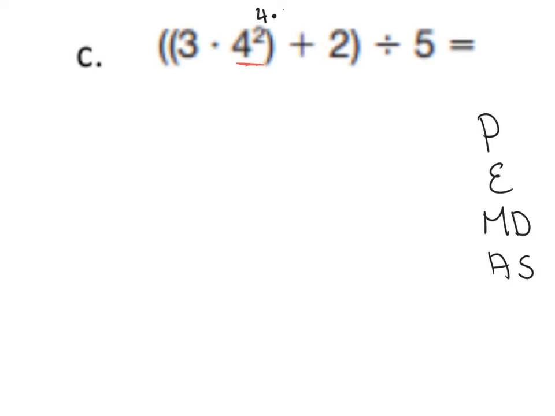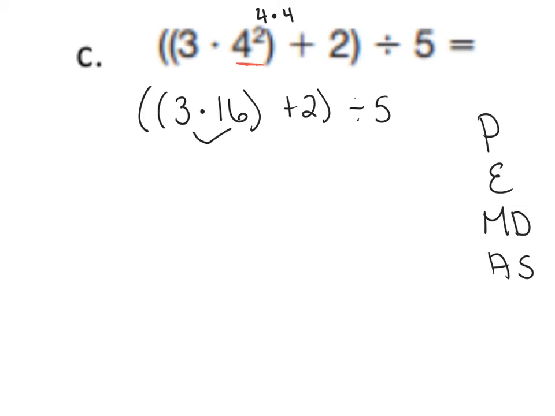So we have 4 times 4, which we know is 16. So you're going to bring your parentheses down with this. I didn't do anything with the 3 yet. This is now 16 plus 2 divided by 5. Okay, you drop everything down. Please don't do this in your head.